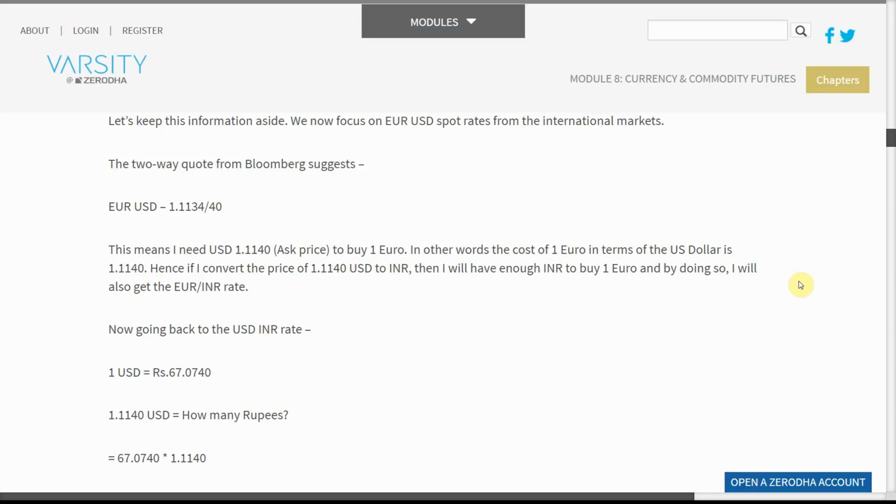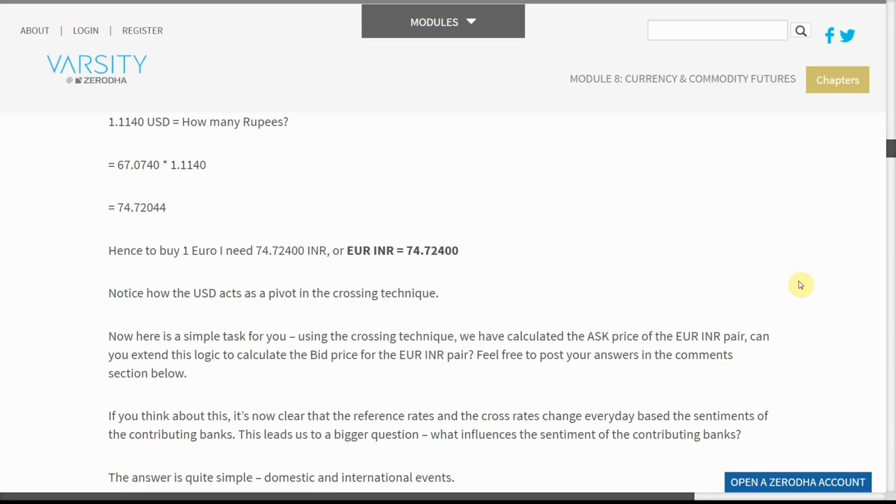Now going back to the USD INR rate. 1 United States dollar equals 67.0740 rupees. 1.1140 USD equals how many rupees? Equals 67.0740 times 1.1140, which equals 74.72044. Hence, to buy 1 euro I'd need 74.7240 INR. Or Euro INR equals 74.7240. Notice how the USD acts as a pivot in the crossing technique.